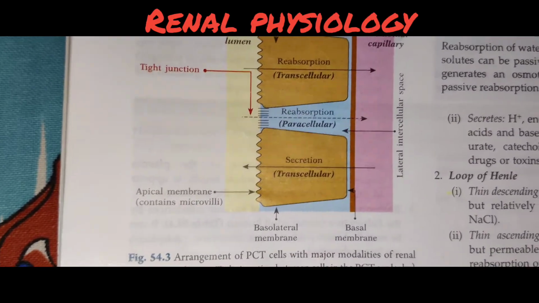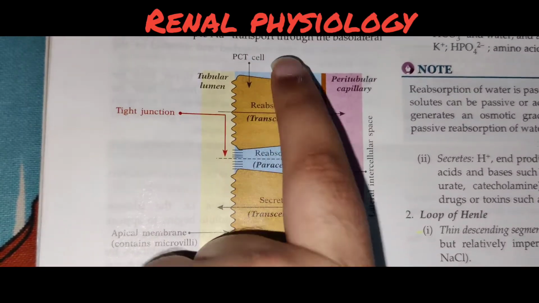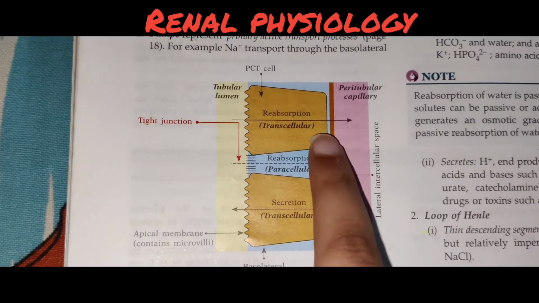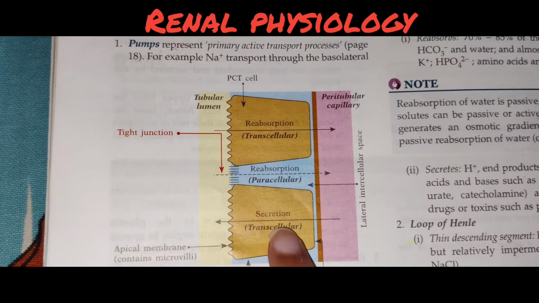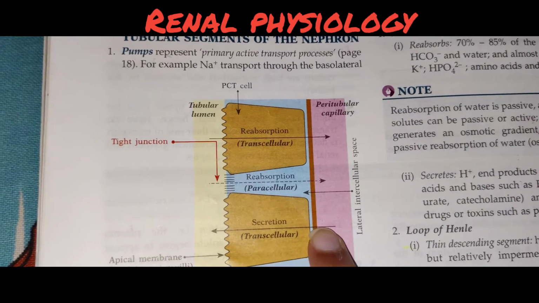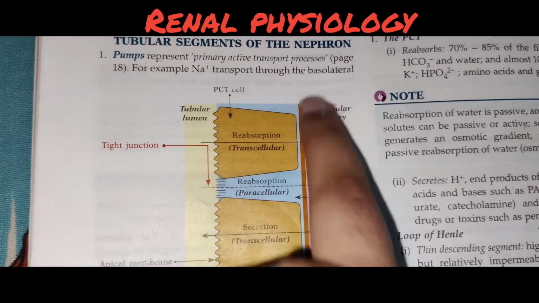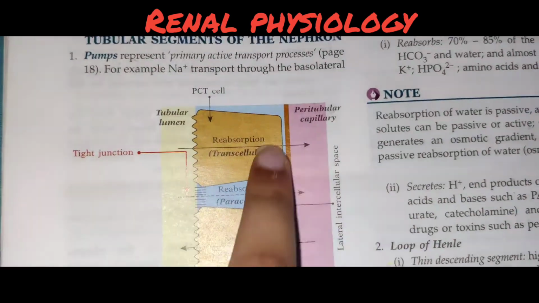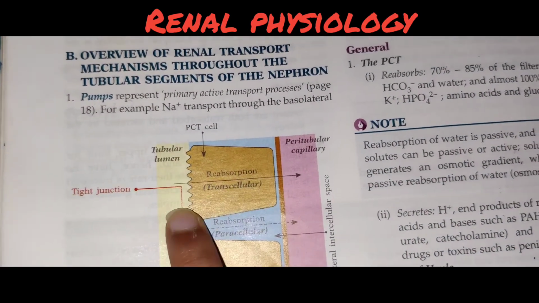This is a diagram of a PCT cell. So there is one PCT cell and another PCT cell. We discussed in the last video that there are lateral intercellular spaces. Okay, this is the peritubular capillary. So why is peritubular used here? Because it is in the cortex. So now this is the tubular lumen.